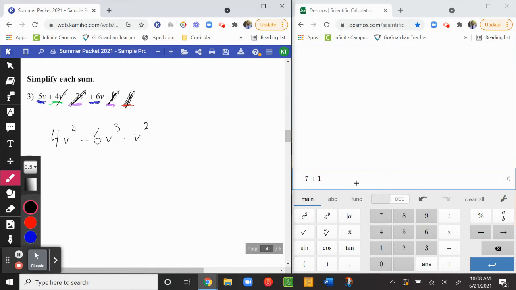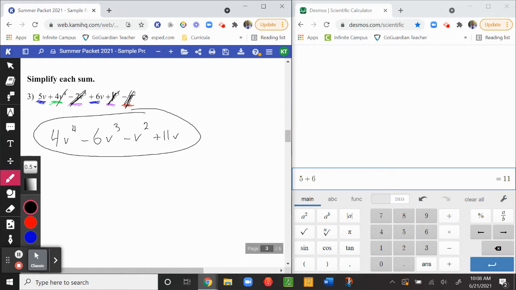And then I've got these two linear terms, 5v plus 6v. Well, 5 plus 6 is 11, positive 11. And those were linear terms, so we'll have a plain old v. That is my simplified polynomial in standard form.